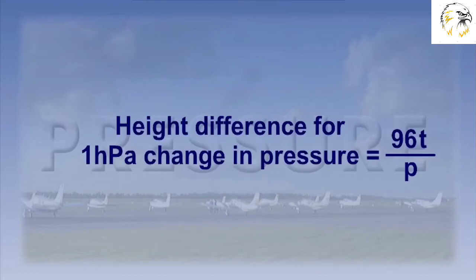When the variables are inputted into the formula, the result will show the height, in feet, represented by 1 hectopascal change in pressure. The variables are temperature in Kelvin and the pressure in hectopascals. The value 96 is a constant. Let's now see the result of inputting the ISA conditions at mean sea level.